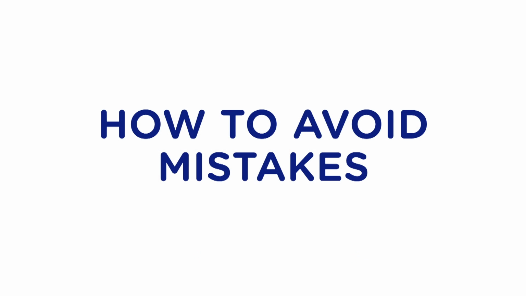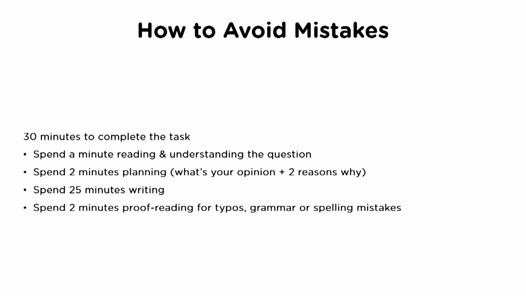Okay, so how do you avoid making mistakes? Well, you're going to get 30 minutes to complete the task. What I suggest that you do is spend 1 minute really reading and understanding the question. Don't rush that part. Read the question a few times. Ask yourself, what is it asking me to do? Okay, then you want to spend 2 minutes planning.